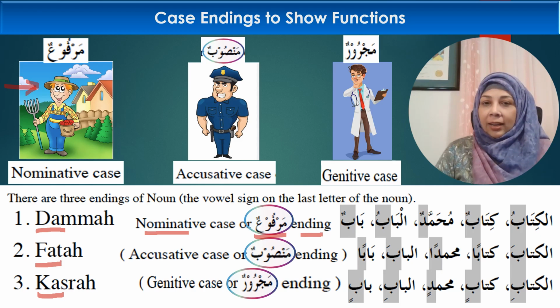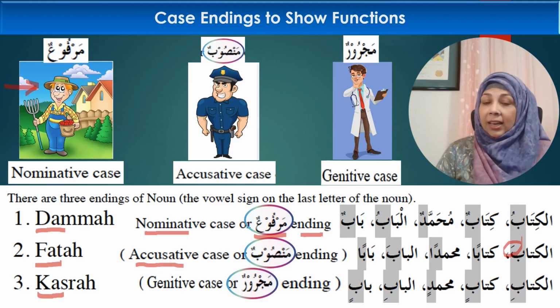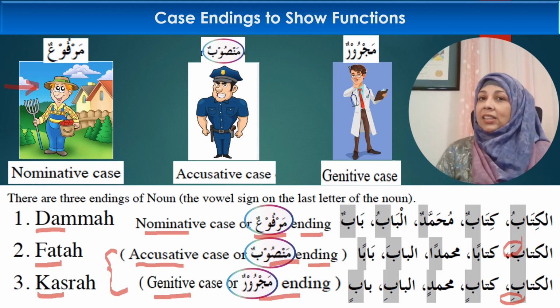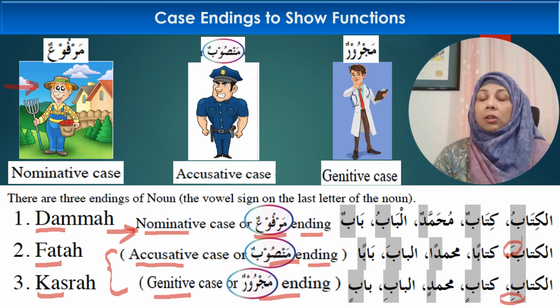So similarly, when the ending is a fatha, we say in English it is the accusative case, or mansubun in Arabic. And if it ends in a kasra, we say it is in the genitive case, or majrurun in Arabic. And inshallah, the mansubun and majrurun cases we will explore in future lessons. First, we are going to focus on this nominative case, or the marfu'un.